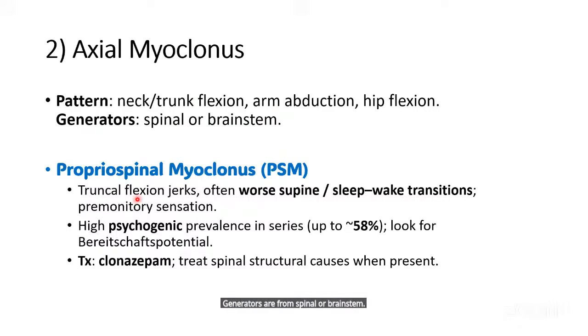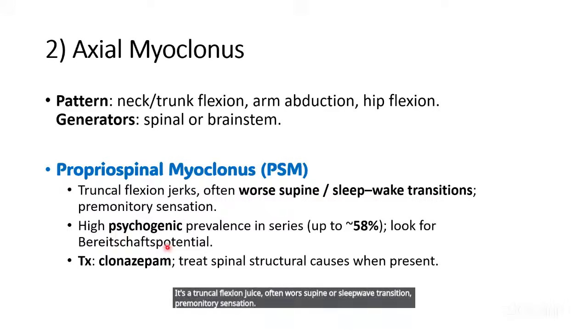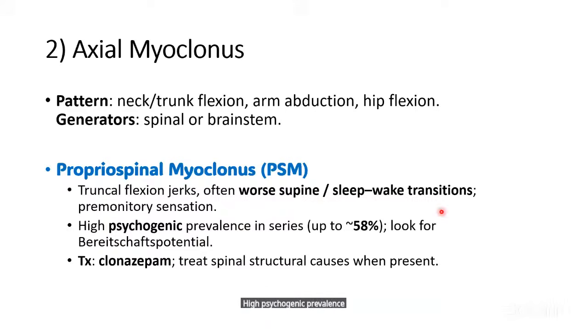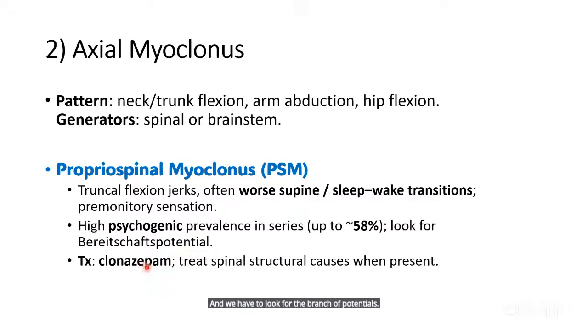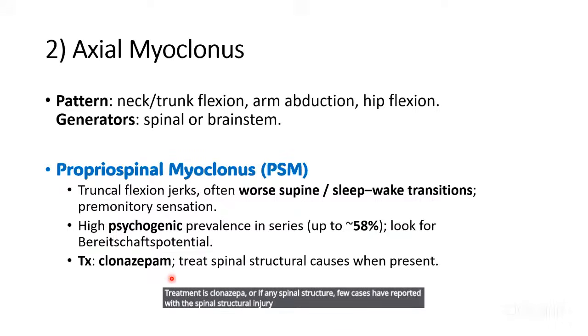If propriospinal myoclonus, it's truncal flexion jerks, often when supine or at sleep-wake transition, with a premonitory sensation and high psychogenic prevalence in the series. So most of the propriospinal cases which were described were psychogenic, and we have to look for the Bereitschaftspotential. Treatment is clonazepam, and a few cases have been reported with spinal structural injury. So if any spinal structural problem is there, we have to treat that.